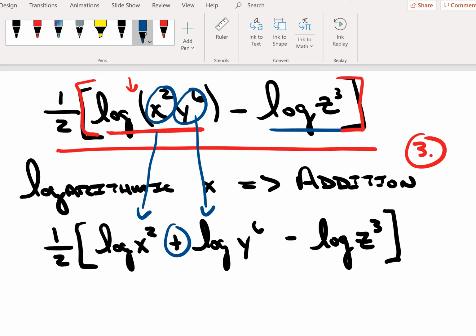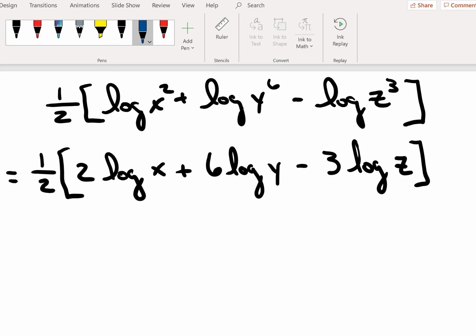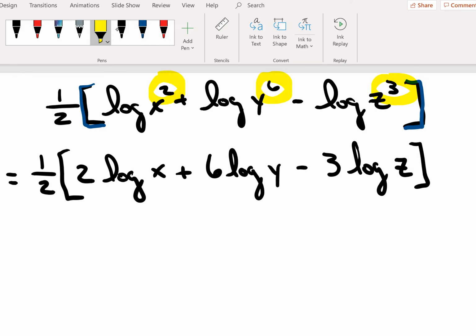And so now we have an expression where we have 1/2 times the log of x squared plus the log of y to the 6th minus the log of z cubed, all inside the brackets here. So the 1/2 must apply to everything. Now, in order to solve the problem completely, it asks for the logarithm in terms of x, y, and z, all to the first power. So we have to do something about these powers here, here, and here. And now we have a complete set of rules that we can utilize in order to deal with those.